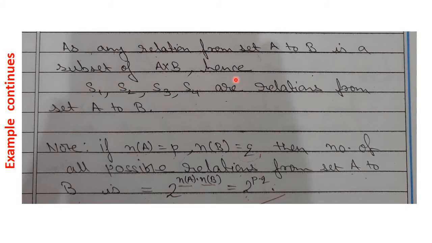Like in this example, set A had 2 elements and set B had 1 element. That means P was 2 and Q was 1. So P into Q will be 2 into 1, that means 2. So total number of relations will be 2 to the power 2, that would be 4. So here we saw that total number of relations that we had from A to B was S1, S2, S3, S4. So only 4 relations we had.